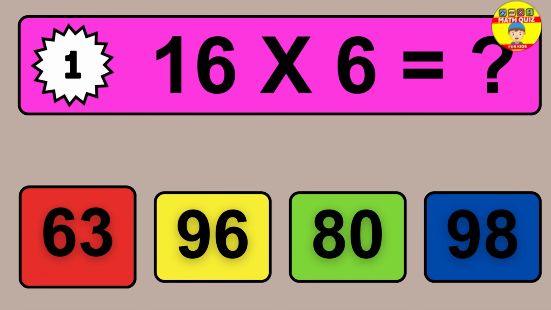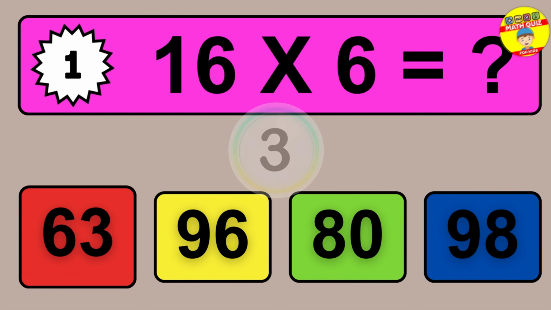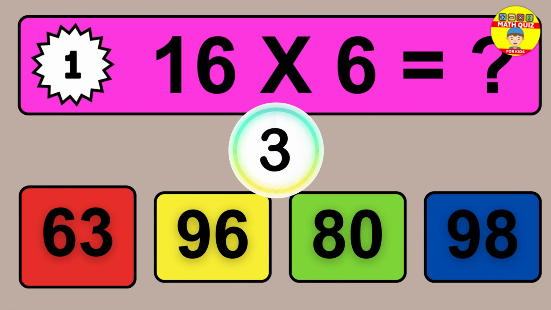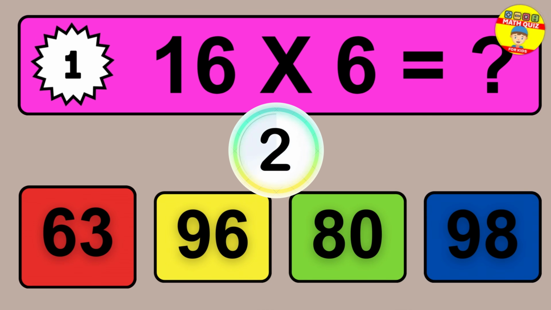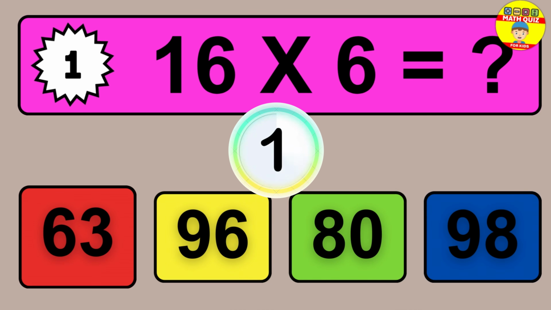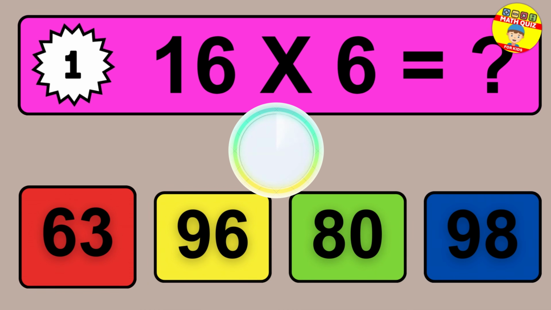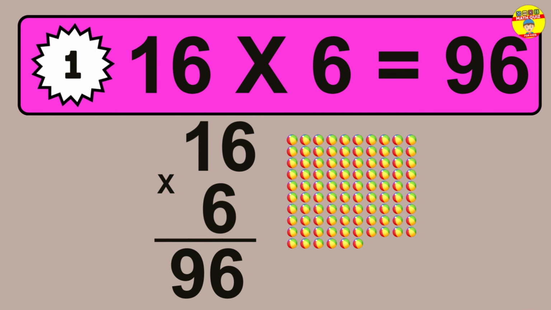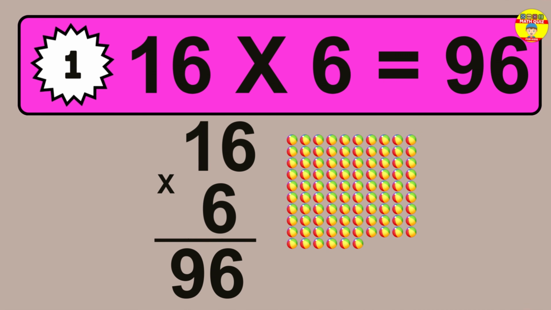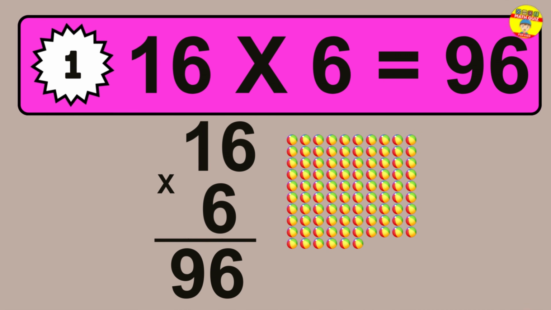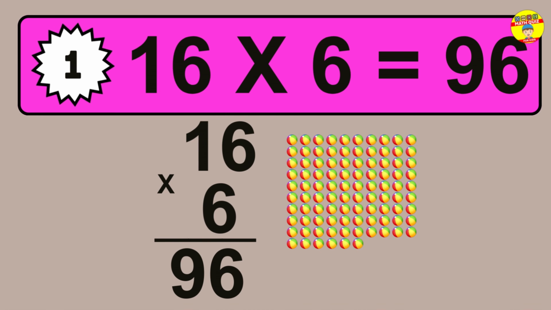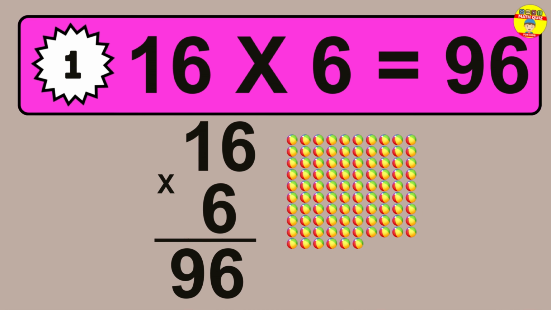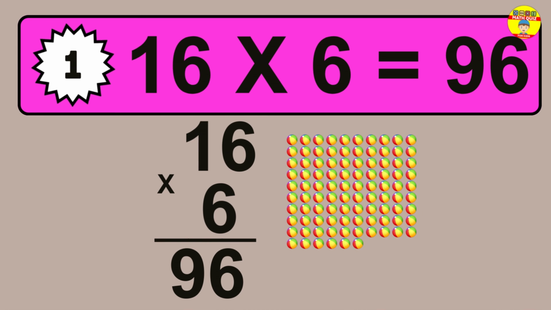Question 1. 16 times 6 equals what? So the answer is 16 times 6 is 96. To calculate, we have 16 groups with 6 balls each one. So how many balls do we have? 96 balls.